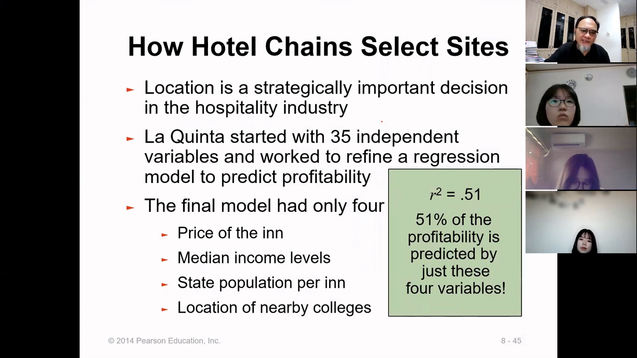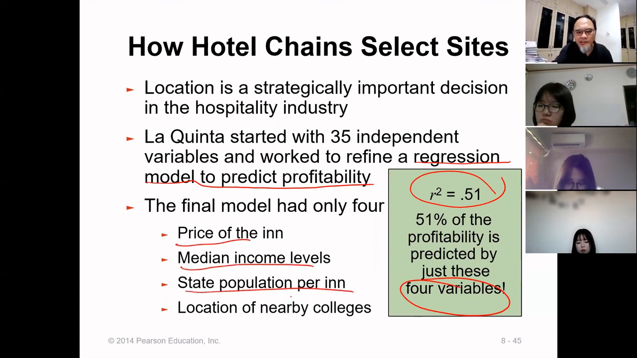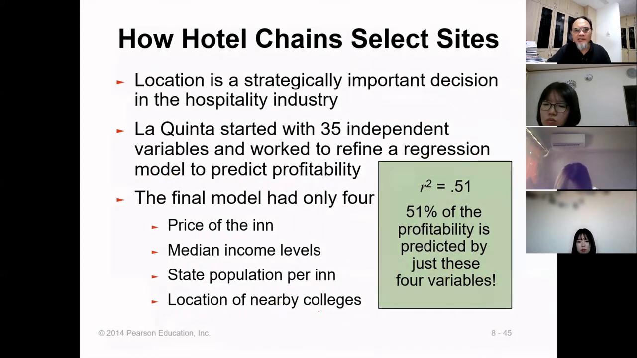How do hotel chains select sites? They use a regression model. Some of you probably have done regression, okay? Statistical regression to predict profitability. So R-squared 0.51, 51% of profitability is predicted by using these four variables: price, median income level, state population, location of nearby colleges. This is in the US, okay? So you can also use a regression model to decide on location.